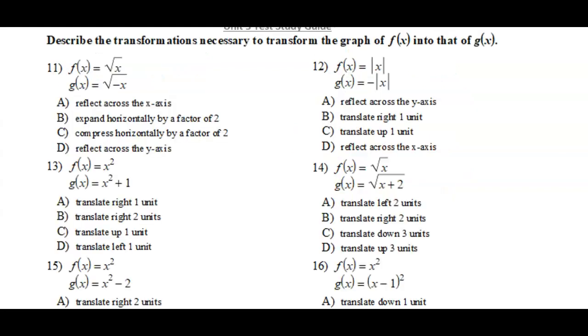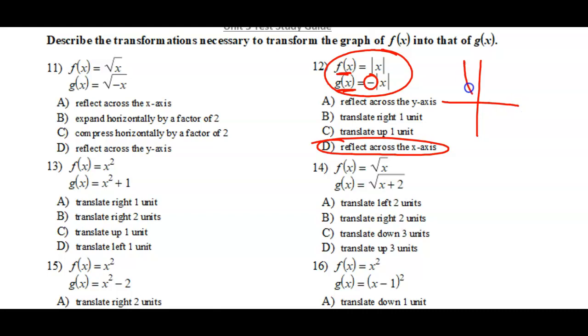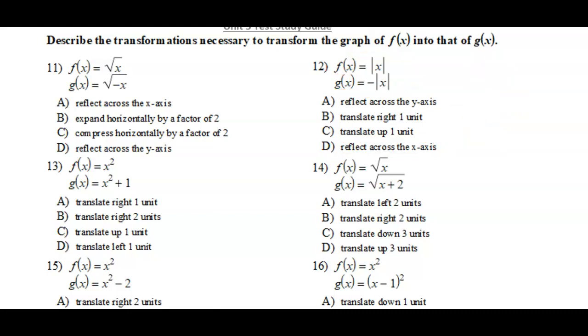So for number 12, I give you two functions, f and g, and I ask you basically, what kind of transformation is g compared to f? Well, by putting a negative in front of it, that is something that will cause your graph to flip upside down. And so that would be a reflection across the x-axis. So for instance, if f looked like this, then g would look like this, like it gets flipped across the x-axis. That's what happens when you have a negative outside the parentheses there.